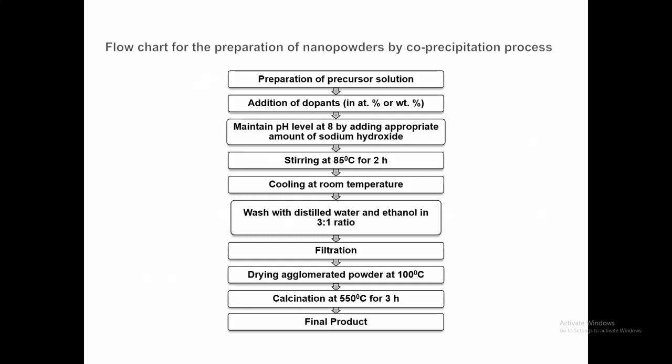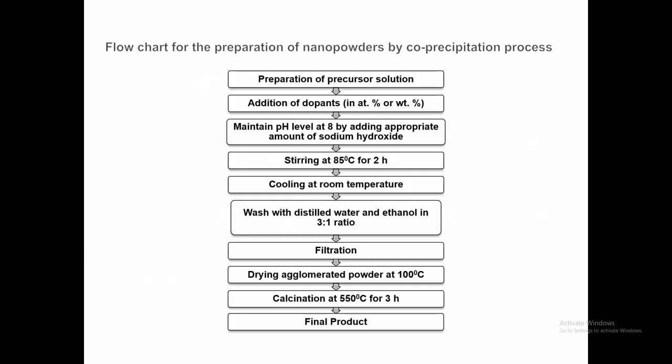Firstly, to get precursor solution, the host precursor materials are dissolved in the solvent to get the starting solution. Generally, deionized water, ethanol, methanol and isopropyl alcohol are used as solvents. Then, doping of our interest is achieved by adding required amount of the dopant precursor to the starting solution.